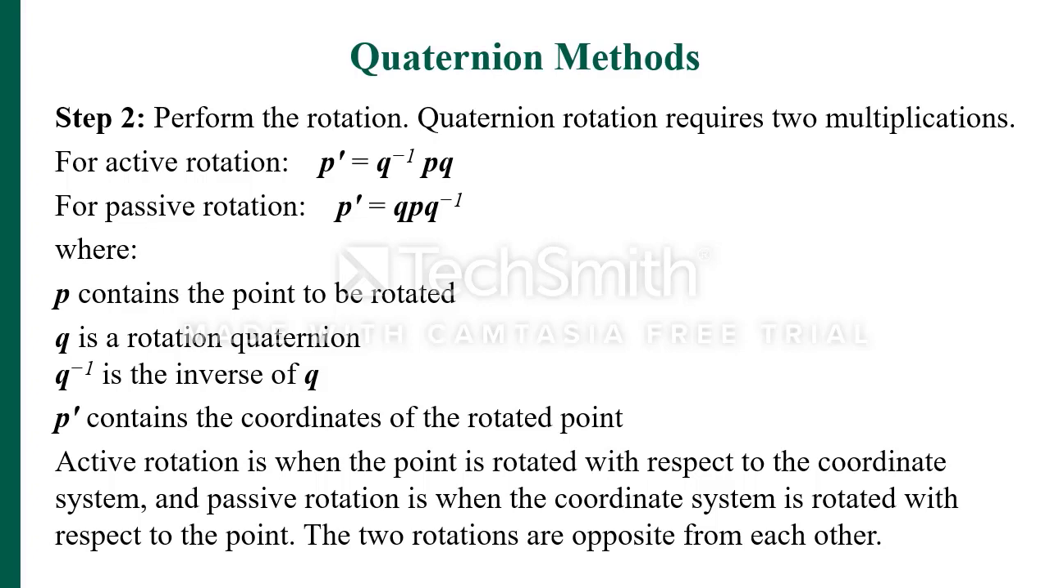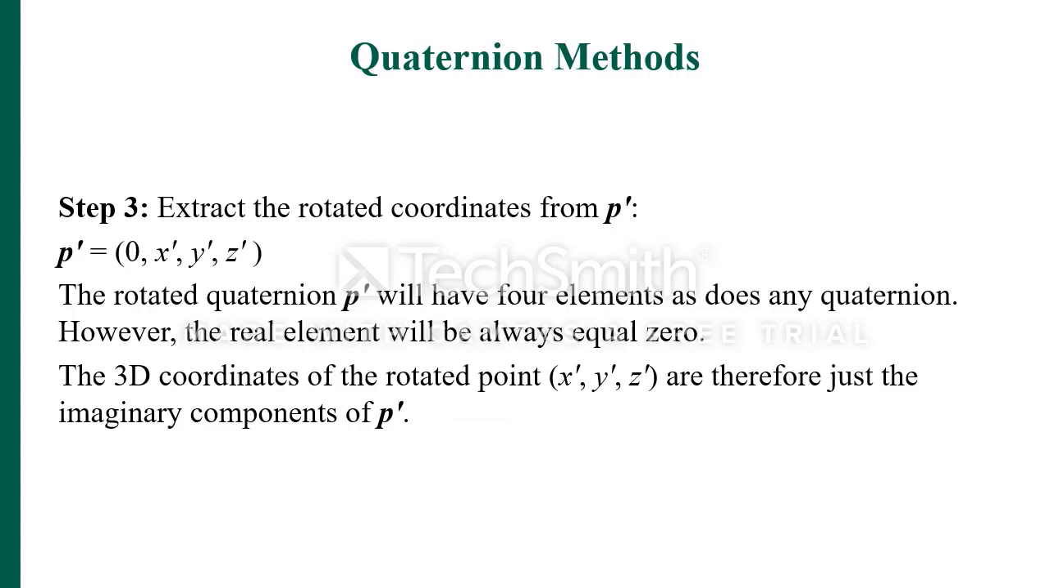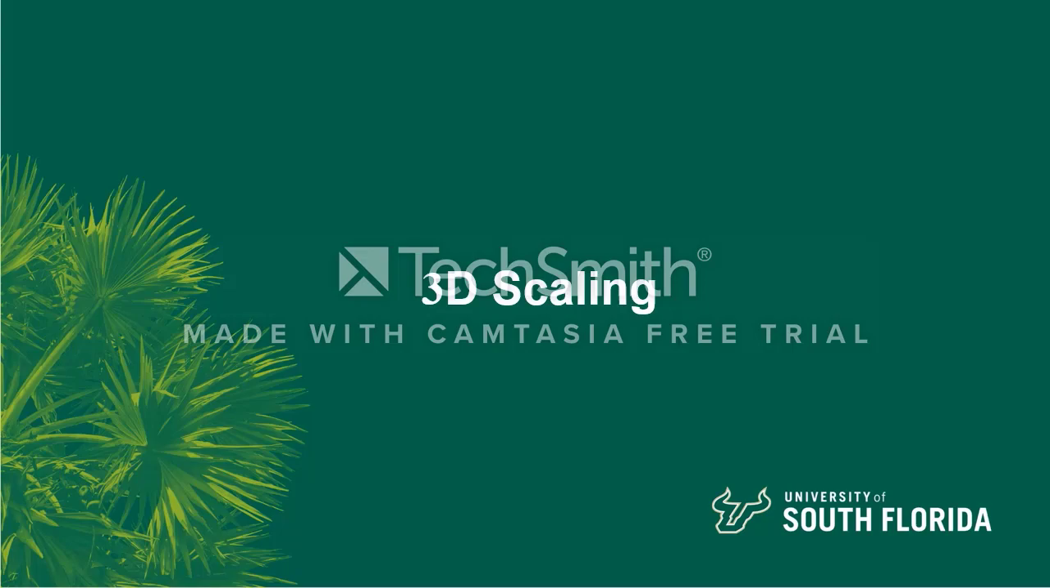What do active rotation and passive rotation mean? When the point is rotated with respect to the coordinate system, it is called an active rotation. If the coordinate system is rotated with respect to a point, which is vice versa, it is called a passive rotation. Finally, we extract the rotated coordinates from p dash. Initially p0 is 0 and stays 0, and p, which has been rotated by the quaternion, becomes p dash. x becomes x dash, y becomes y dash, and z becomes z dash. So the 3D coordinates of the rotated point x dash, y dash, z dash are just the imaginary components of p dash.